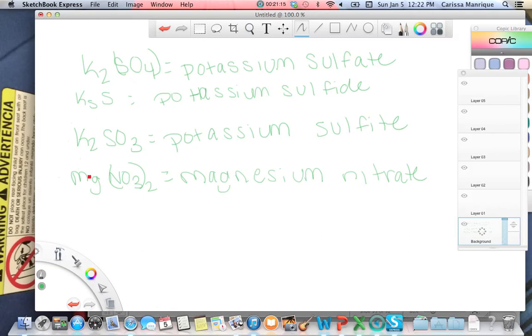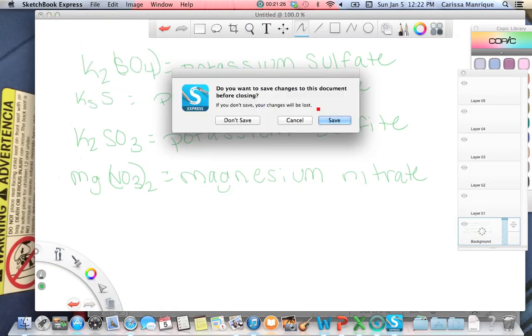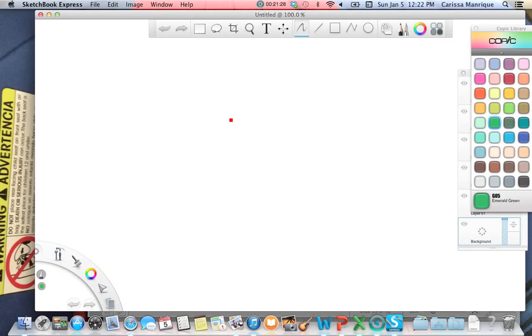Now let's see if we can go backwards. So if I give you the name, can you give me the formula? Okay, so let's start all over, and this is with your polyatomic. So let's see here. Let me find one. Let's go potassium sulfate.